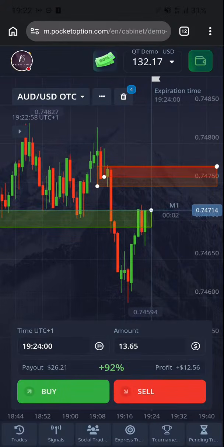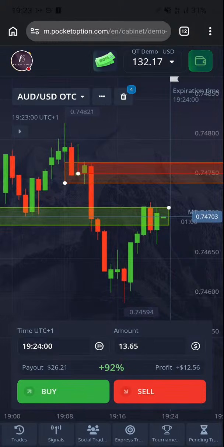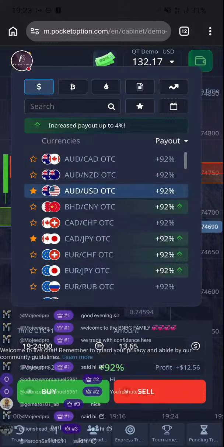Let's mark the other block. So this is going to be our trade. If price comes up here, we will mark this area.